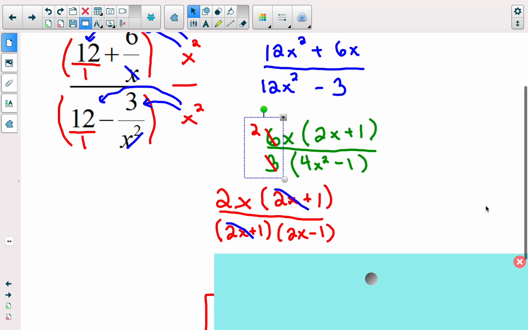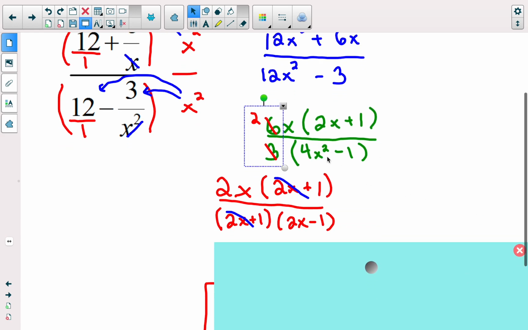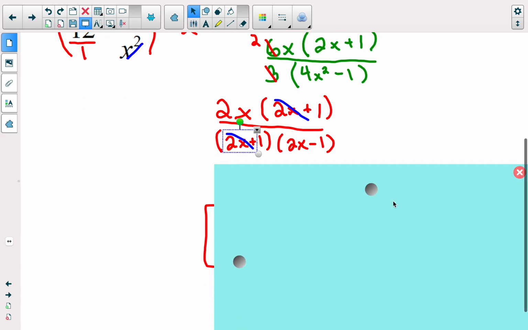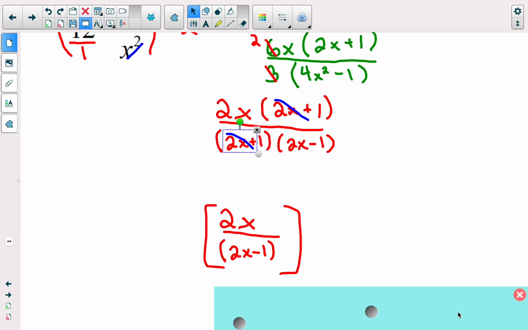Continuing on, once we factor the difference of 2 squares, I notice that we have a common factor of 2x plus 1 in both the numerator and denominator, so we're going to simplify that, leaving us with a final simplified value of 2x over the quantity 2x minus 1.